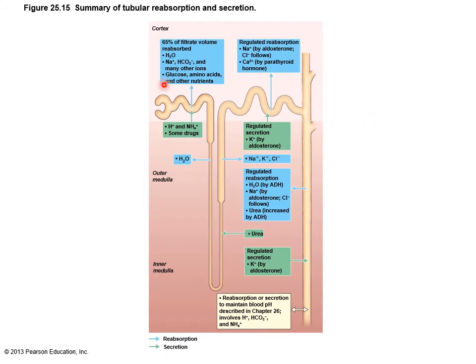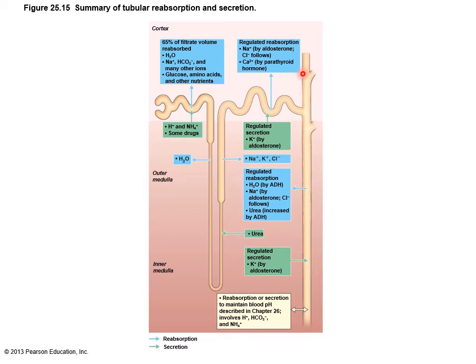So this is kind of a summary of tubular reabsorption and secretion. 65% of your filtrate volume is reabsorbed here. And your green is secretion. You do have a little bit of secretion happening here, but overall the main drive is reabsorption. Now, your descending loop of Henle, permeable only to water, so water is reabsorbed. Ascending loop, only permeable to salt. And then when you get into the distal convoluted tubule and the collecting duct, this is facultative.